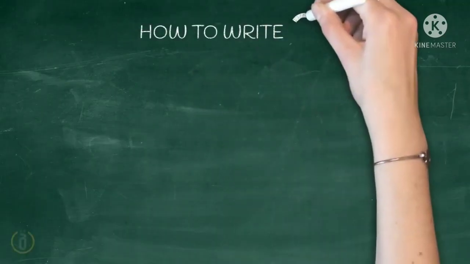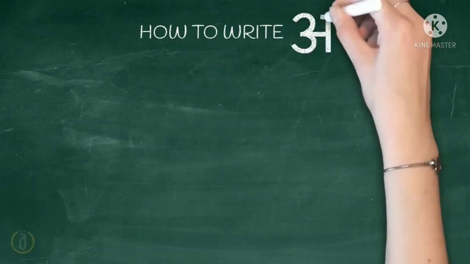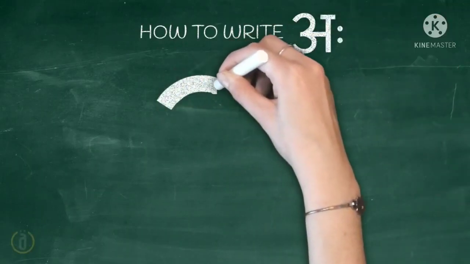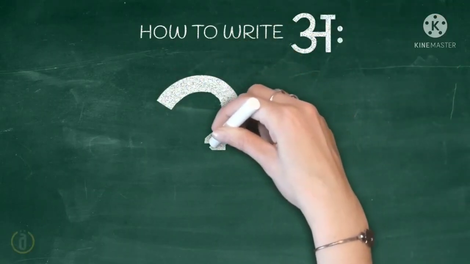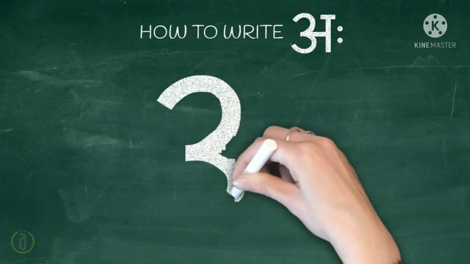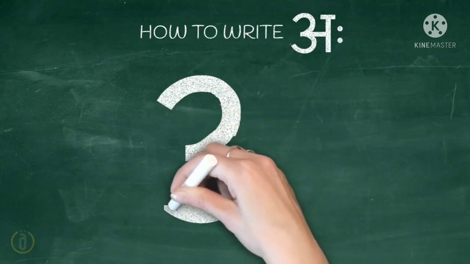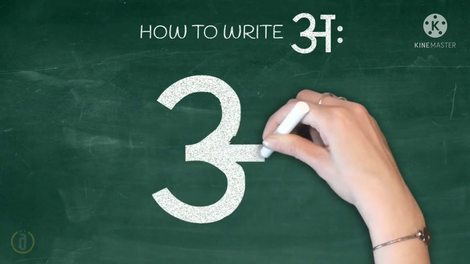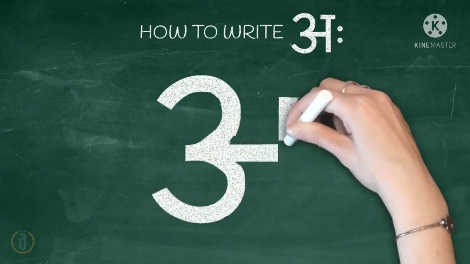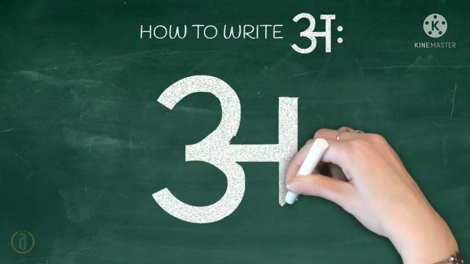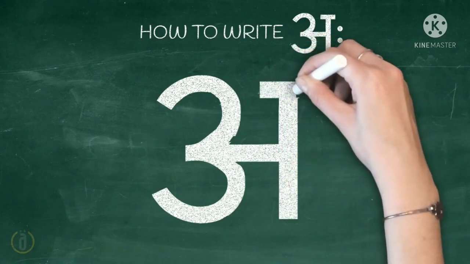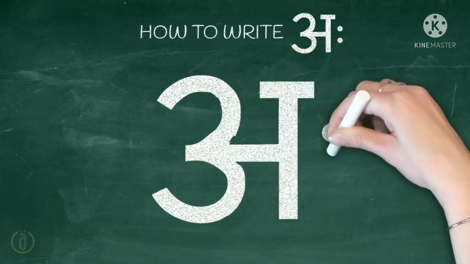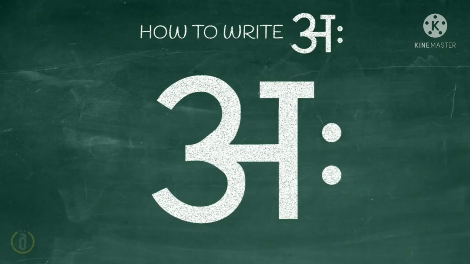Last letter is Ah. You just draw a 3. And then you join a small sleeping line at the middle of the 3 and join one standing line with the sleeping line, and finally you draw a small sleeping line on the top and draw 2 dots on the side of the standing line.